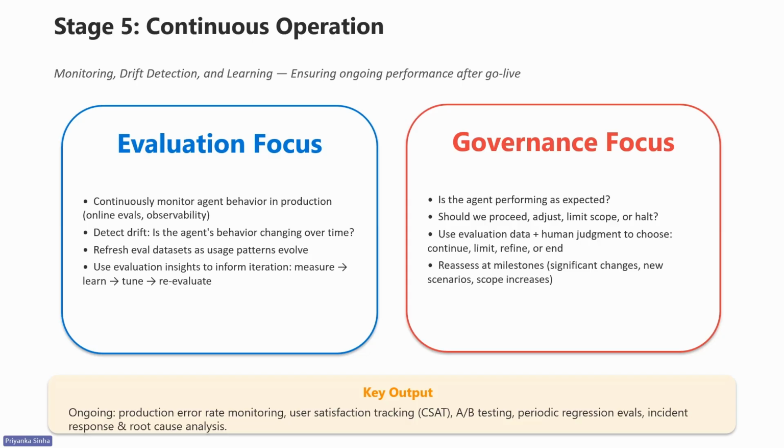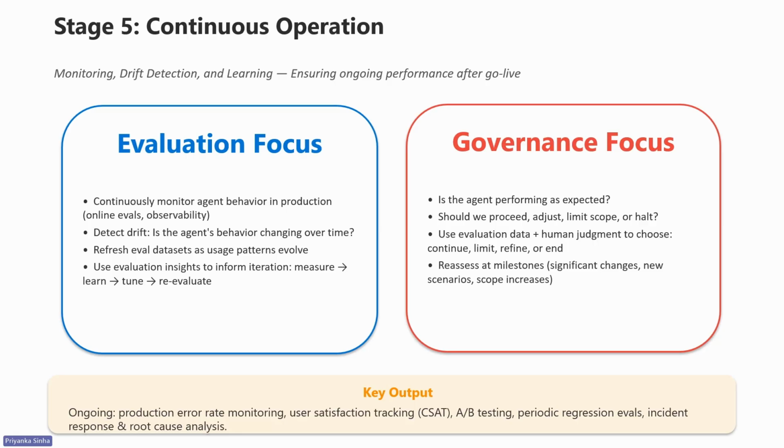On the evaluation side, you continuously monitor agent behavior through online evaluations and observability. You actively detect drift. Is the agent's behavior changing over time due to model updates, data shift, or evolving user patterns? You refresh evaluation data sets as user patterns evolve, because the test set that was representative at launch may not be representative, let's say, six months later, because data shifts, models are getting updated, or maybe user patterns are changing.